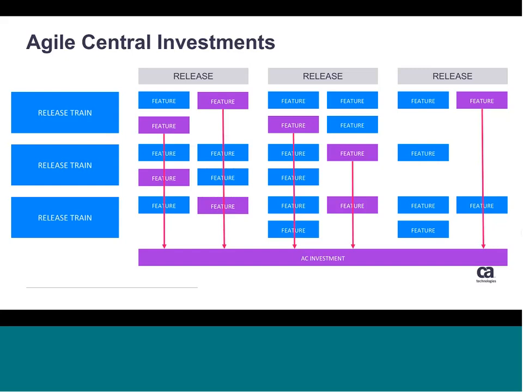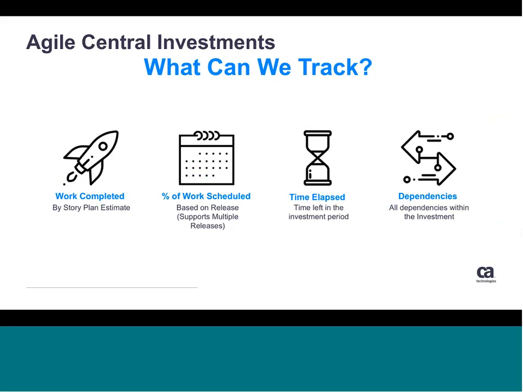So what can we track and why would we want to do this? At a high level, and now at a business view of that work, we can see how much of it has actually been completed, how much of it has even been scheduled. If we are expecting certain functionality to be delivered and a percentage of work hasn't even been scheduled yet, that's an important piece of information for a business owner to be aware of.